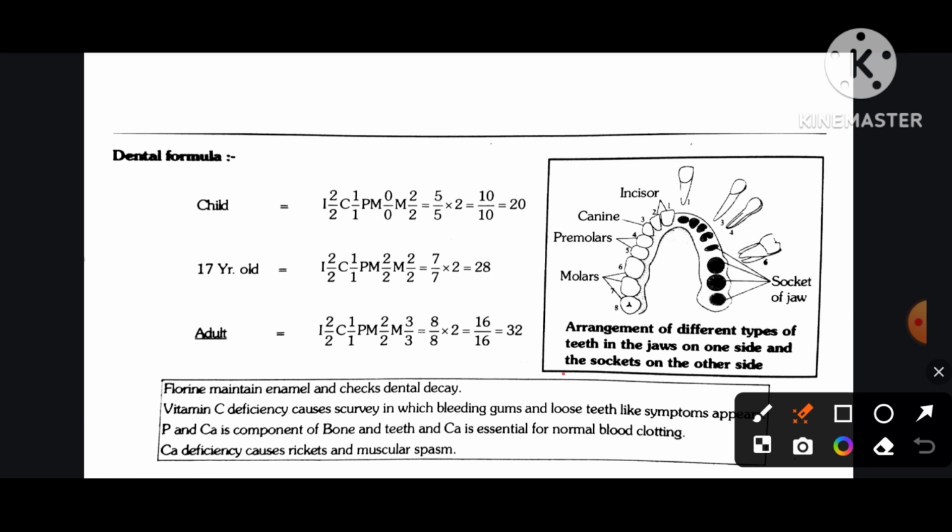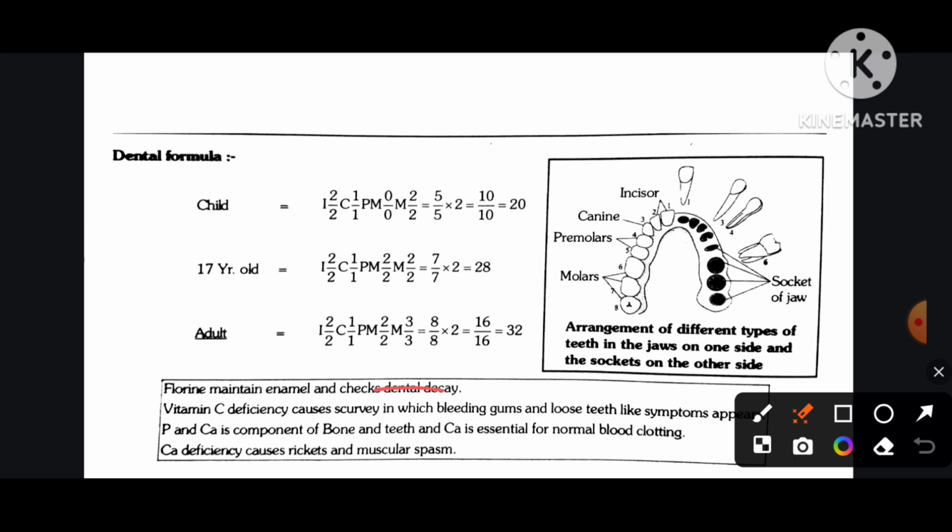Arrangement of different types of teeth in the jaw on one side and the socket on the other side. Incisors, canines, premolars and molars. 2 1 2 3 on each side: 8 incisors, 4 canines, 8 premolars, 12 molars.